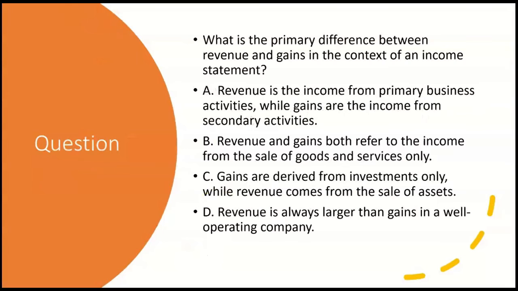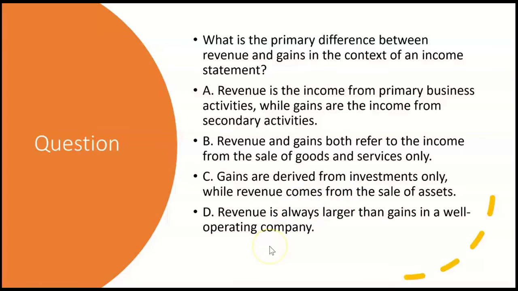All right, what is the primary difference between revenue and gains in the context of an income statement? A says revenue is the income from primary business activities while gains are the income from secondary activities. Yes. B, revenue and gains both refer to the income from the sale of goods and services only. No, B is wrong. Revenues refer to the income from primary business operations, which could be from the sale of goods, could be from the sale of services, and revenues could also be from real estate income. Gains would not be from the sale of goods and services, so B is out.